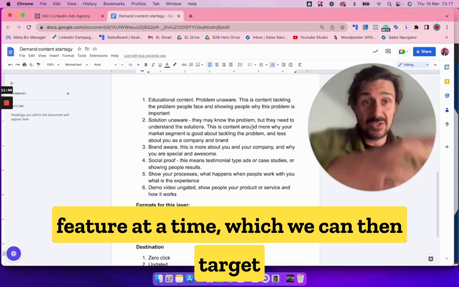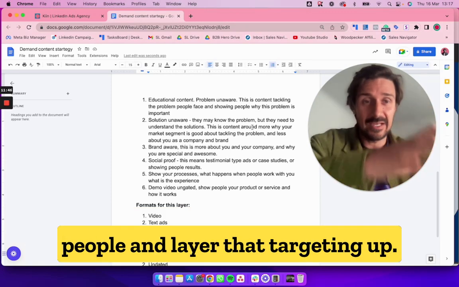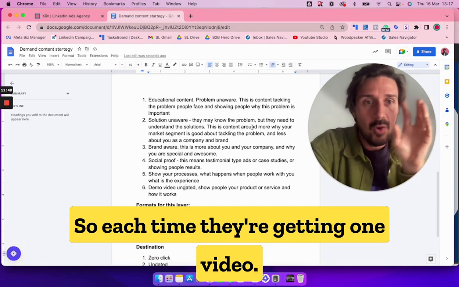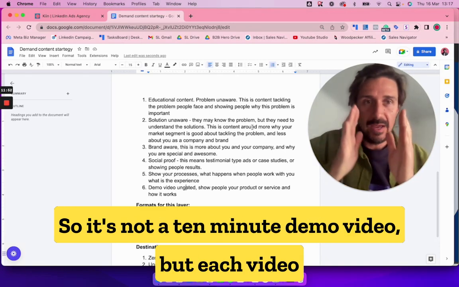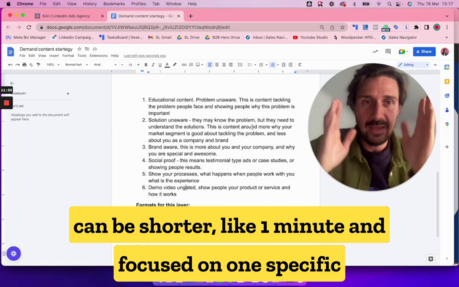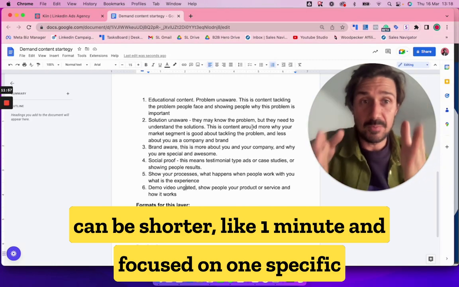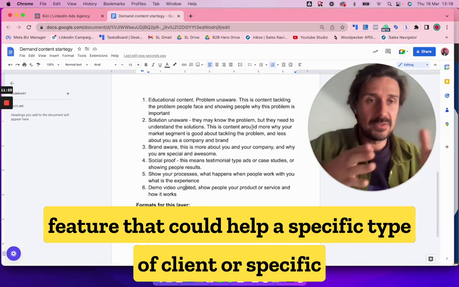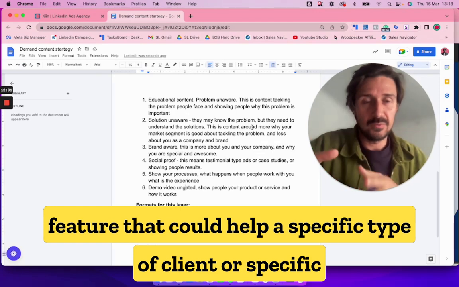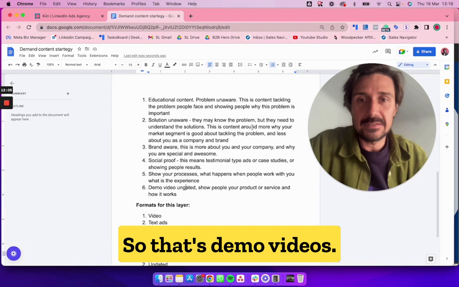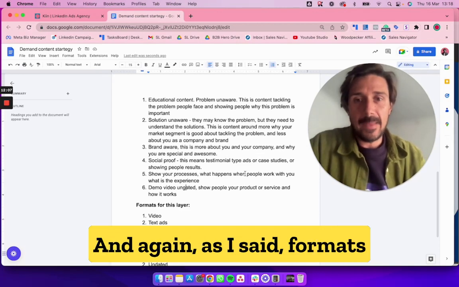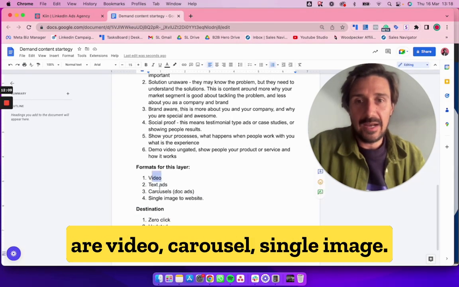which we can then target people with and layer that targeting up. So each time they're getting one video, so it's not a 10-minute demo video, but each video can be shorter, like 1 minute, and focused on one specific feature that could help a specific type of client or specific segment of your ICP. So that's demo videos. And again, as I said, formats are video, carousel, and single image.